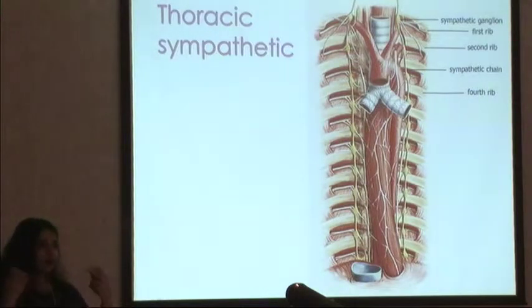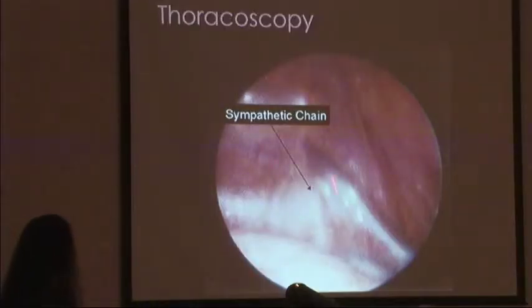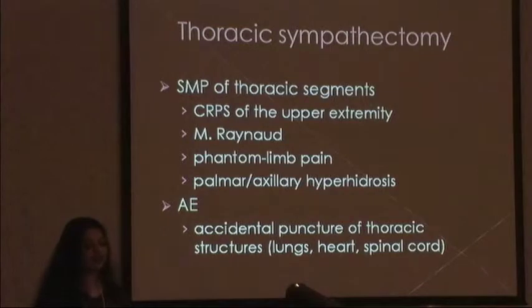Now, if you go further down, you can do thoracic sympathectomy. That was what Dr. Brioche was just showing us. We usually apply the endoscopic sympathectomy, where you can see the sympathetic chain and you just cut it off. You can do it in any sympathetically maintained pain of the upper extremity or the face and the neck.